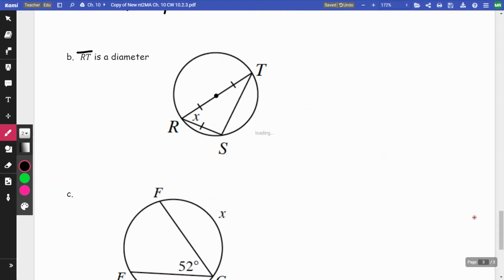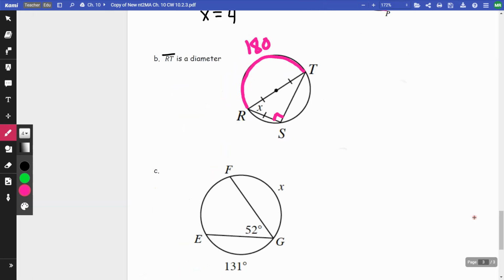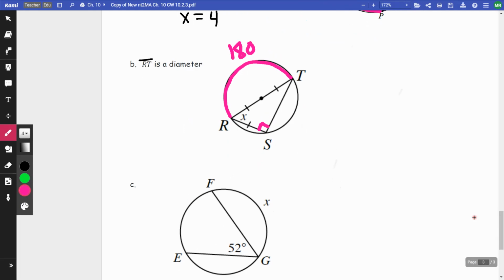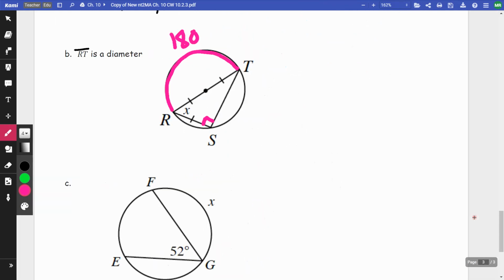Letter B, RT is a diameter. So since it's a diameter, I know that that's cutting this into a semicircle. Okay, it's cutting it in half. So this is 180 degrees, which means this has to be a right angle. So I have a right angle here. And they want us to find x in this situation.